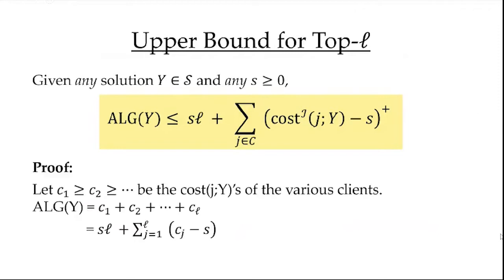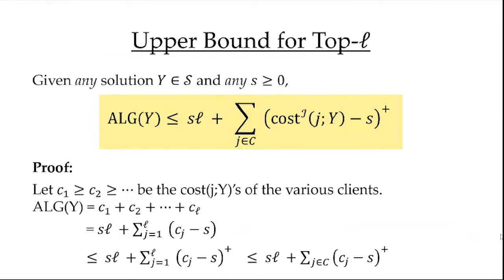So if you can solve opt of t star, you'll have a solution which will be better than opt. And why is this? Well, this is also easy. You played y. That's your action. Let the costs in decreasing order be c1 greater than or equal to c2 up to cL. So your value is c1 plus c2 up to cL. You subtract s and take the sL out. You get sL plus this. And then you observe this is at most the positive part. This is only the clients from 1 to L. If I sum over all the clients, it's only going to hurt the right hand side. So it's an upper bound.